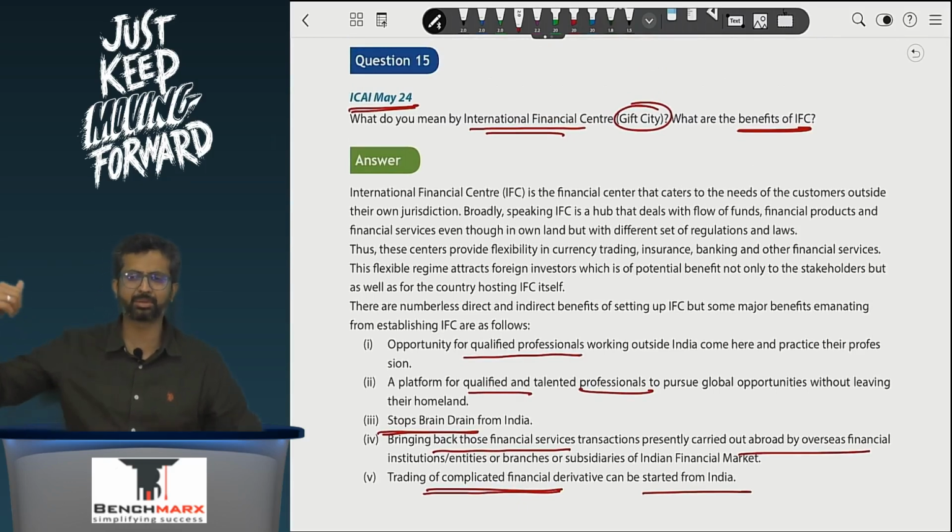Like SEZ आपने सुने हुए, काफी बच्चे बोलते हैं SEZ is largely for manufacturing. Gift is not manufacturing, it is financial in nature. It is Gujarat International Financial Tec-city. It is more of a service driven financial center rather than an SEZ or EPZ, which is mainly a manufacturing center. Are we clear with this?